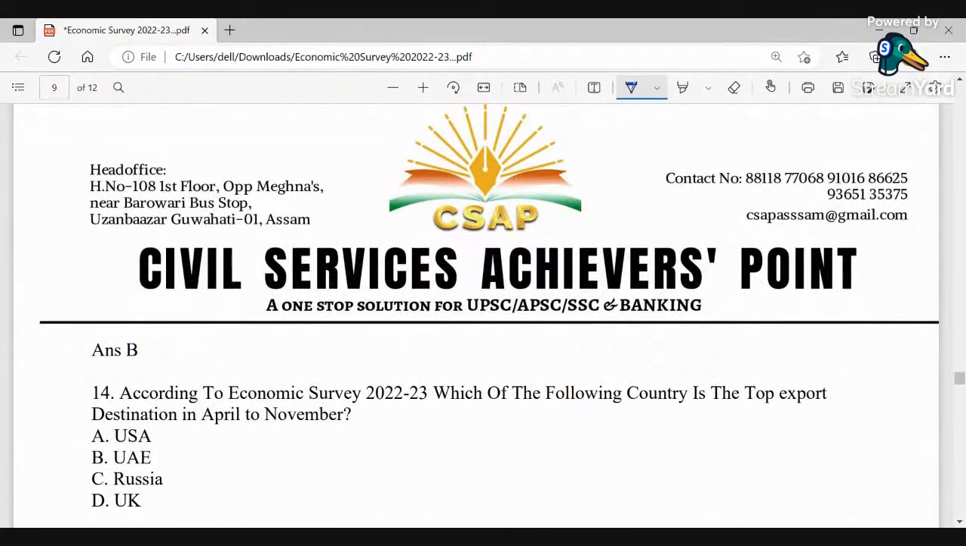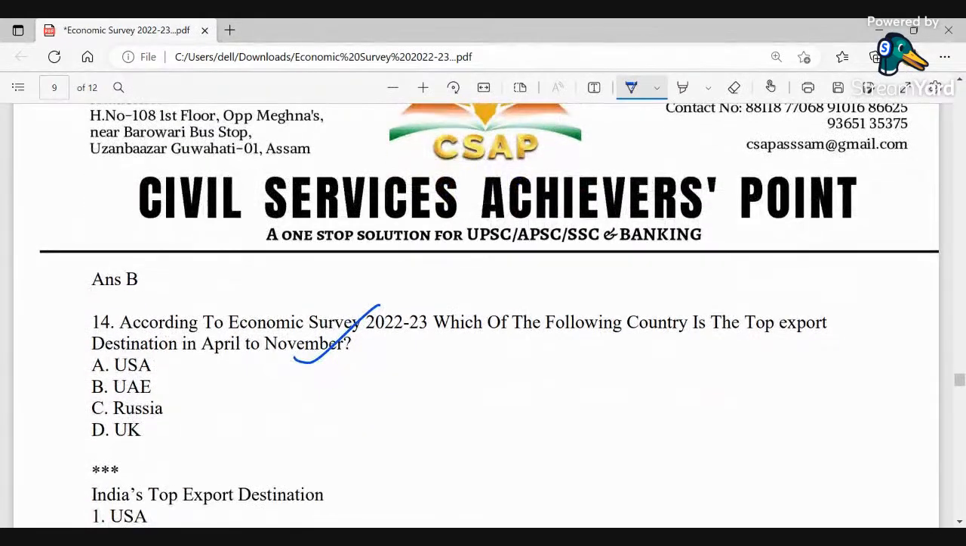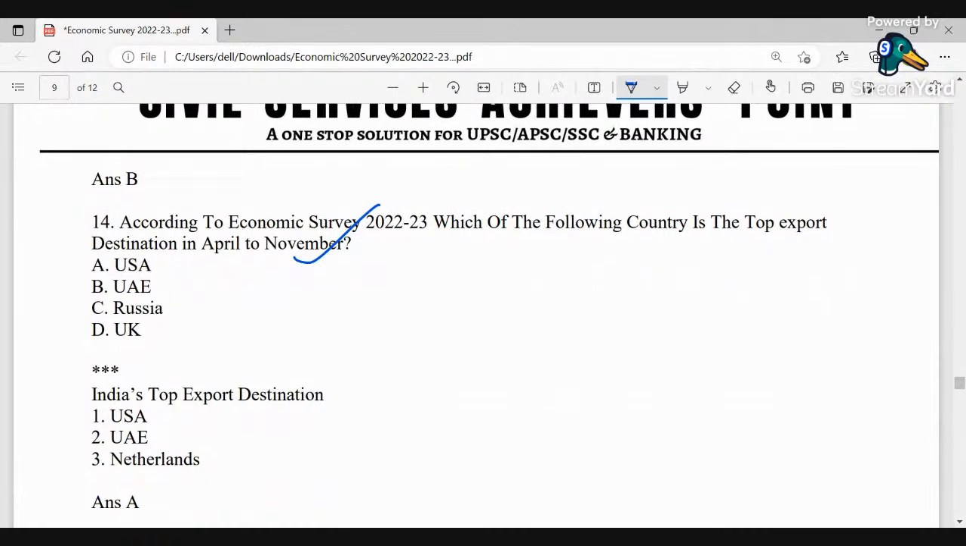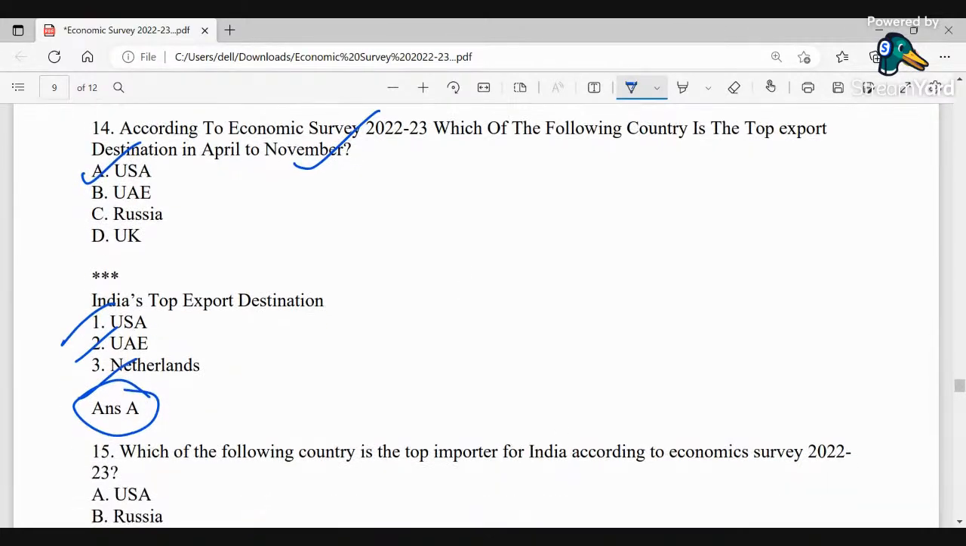Next, according to this economic survey, which of the following countries is the top export destination in April to November? Top export destination. Question number 14. Top export destination of India from this particular quarter from April to November. Okay, you can see India's top export destination: USA, UAE, Netherlands. So it will be A. Please do remember.